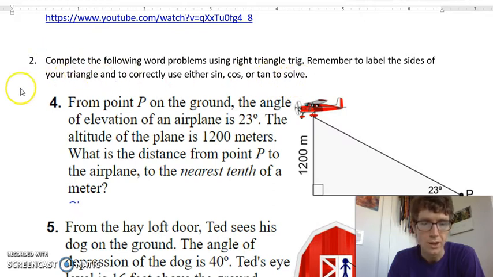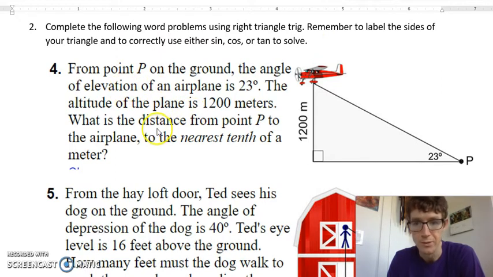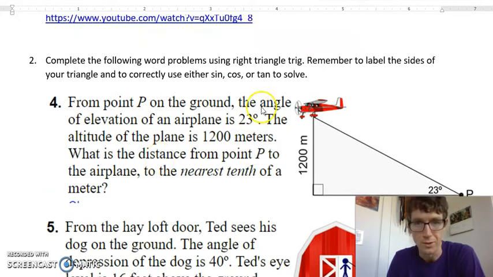Let's look at the directions here. It says complete the following word problems using right triangle trig. Remember to label the sides of your triangle and to correctly use either sine, cosine, or tangent to solve. So that's a good reminder for doing these. Even if you don't get full credit, you'll get partial credit if you correctly use sine, cosine, or tangent, or if you correctly label it opposite, adjacent, hypotenuse, the correct sides.